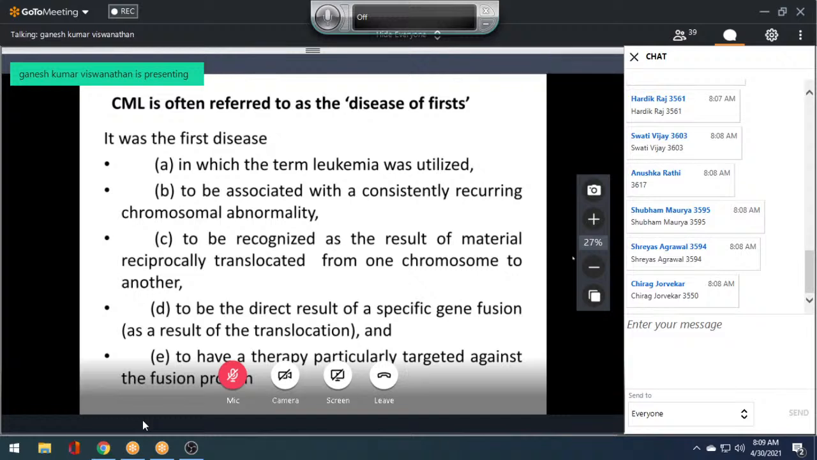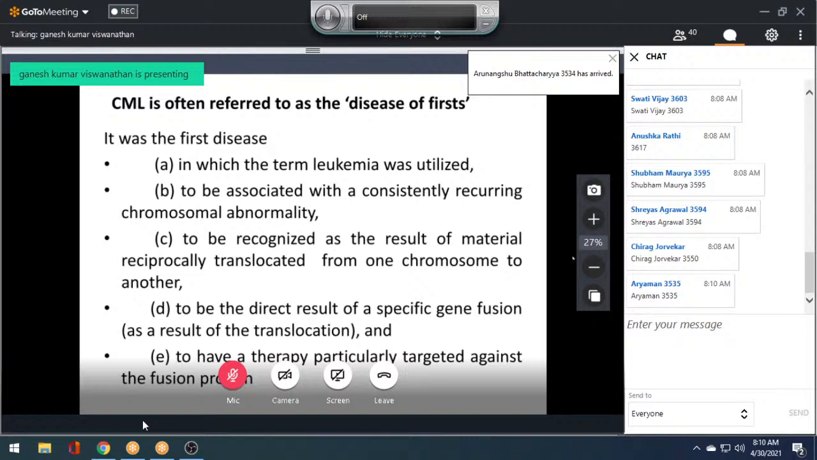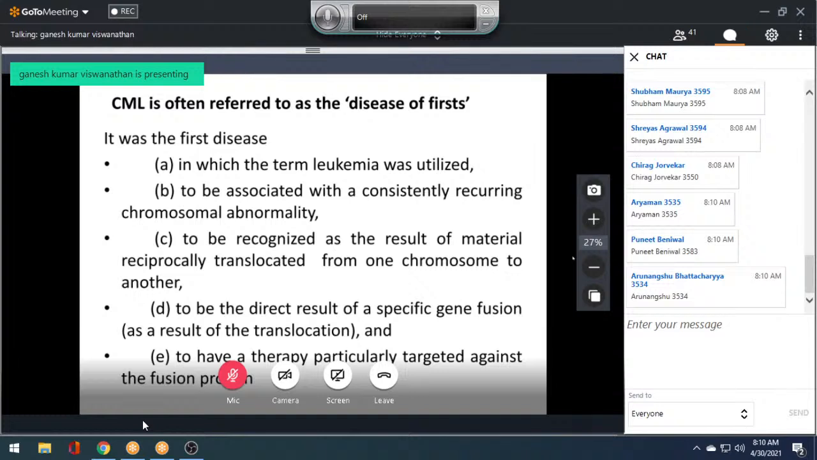So, CML has a special history in hematology. It is called the disease of firsts. There are many things which are first in hematology, which happened with CML. So, what are these? CML is the disease in which the term leukemia was used. As you studied in the last lecture, leukemias can be acute or chronic leukemias. CML comes under the category of chronic leukemias. Before leukemia was used for other blood cell proliferation, it was first used in CML.